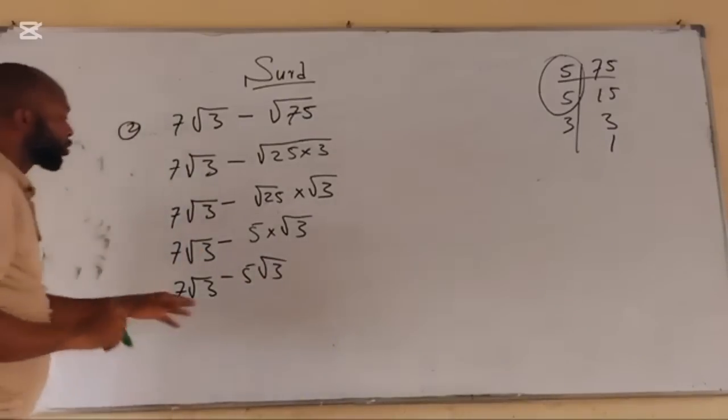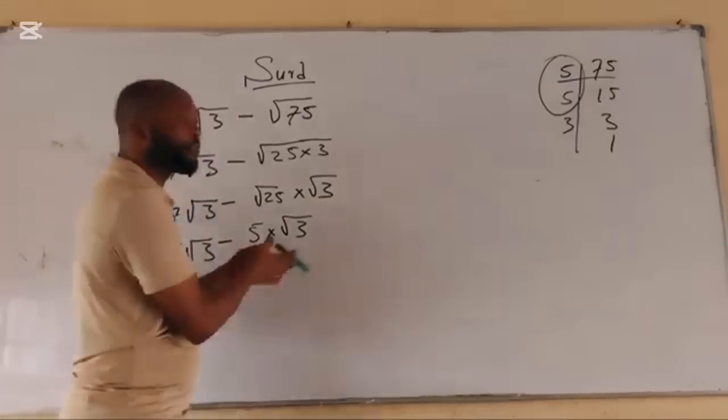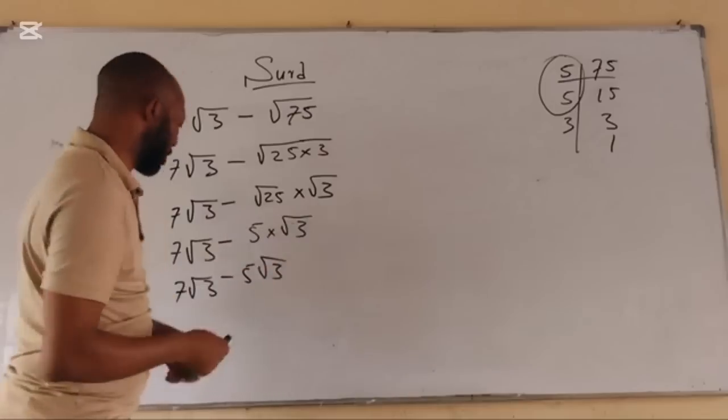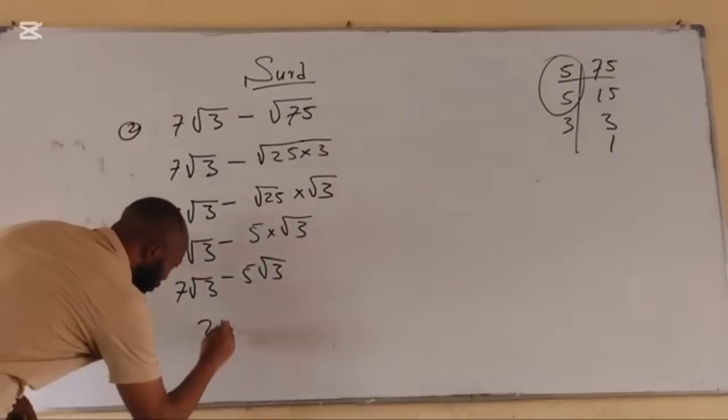Now, root 3, root 3, they are similar. It's like 7 apples minus 5 apples will give us 2 apples. So 7 root 3 minus 5 root 3 will give us 2 root 3.